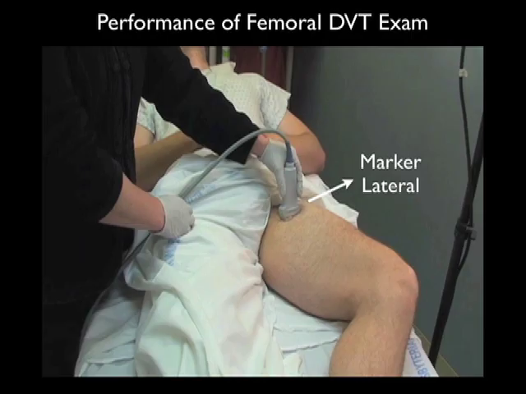It's best to position our patient slightly upright to distend the femoral vessels for the DVT exam, and as shown in this video, we actually had the patient with the head of the bed up about 30 degrees.